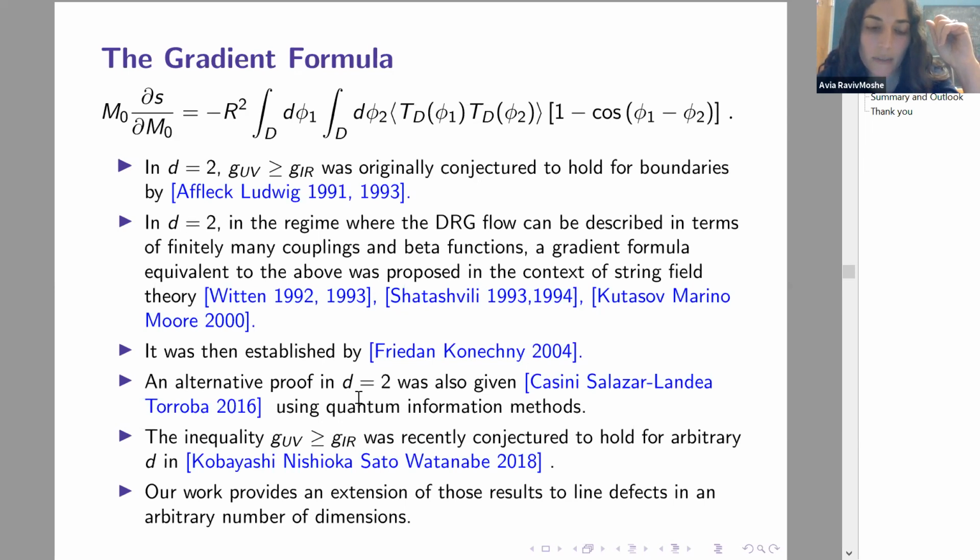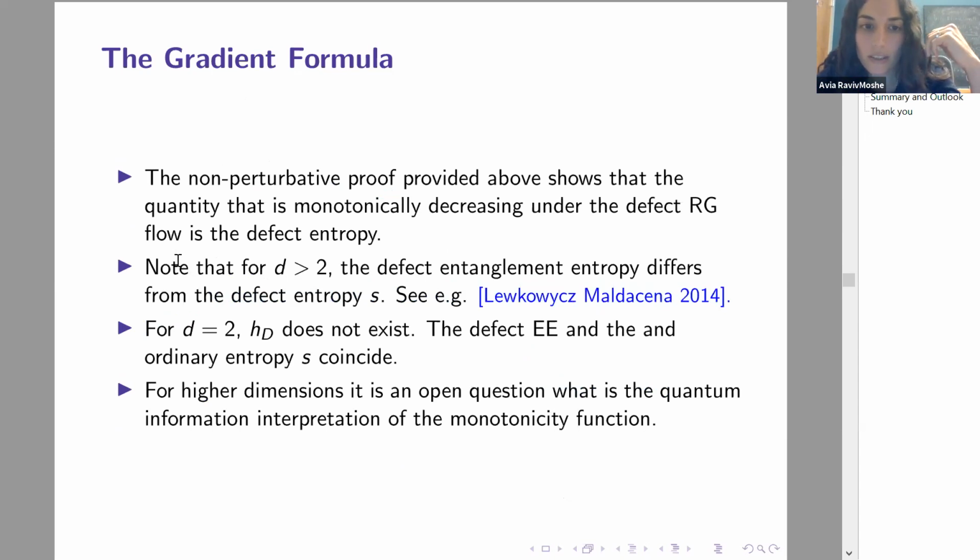One more comment regarding the proof of Casini and collaborators using methods of quantum information. They use the fact that at the fixed point, the defect entropy that I defined here and the defect contribution to the entanglement entropy coincide in 2D. However, in general, this relation is not true. The defect entanglement entropy for higher dimensions is different in general from the defect entropy that I defined. And here we have seen that the quantity that is monotonically decreasing under a defect RG flow is the defect entropy. This makes it challenging and interesting to try to extend this proof to be written in the language of quantum information. So this is an open problem, whether there is a quantum information interpretation of the monotonicity function for higher dimensions as well and line defects.